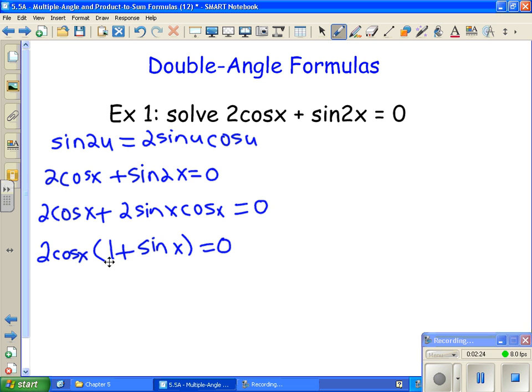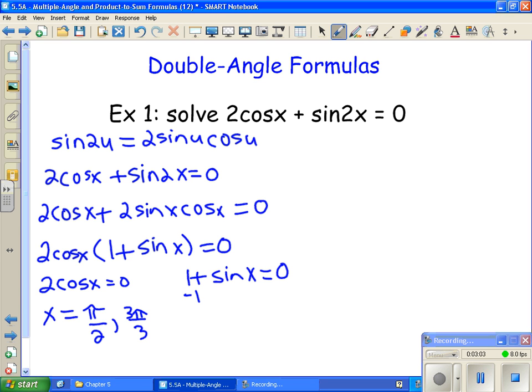So by our zero product property, if my answer is 0, one of these factors has to equal 0. So I will set up two equations now and solve for x. Find out what angle makes these true statements. When I divide both sides by 2, I just end up with cosine x equals 0. So I ask myself, what angle has a cosine of 0? And those angles are pi over 2 and 3 pi over 2.